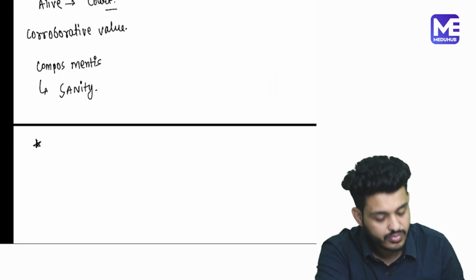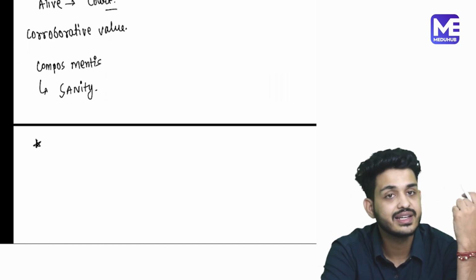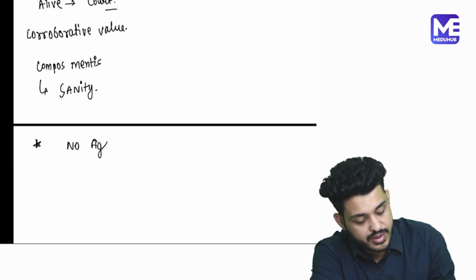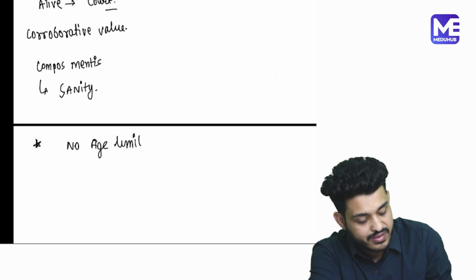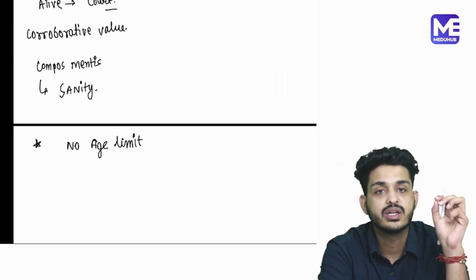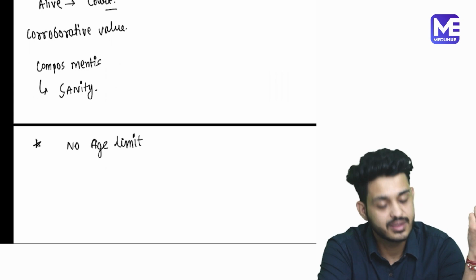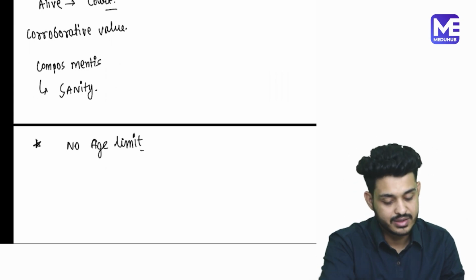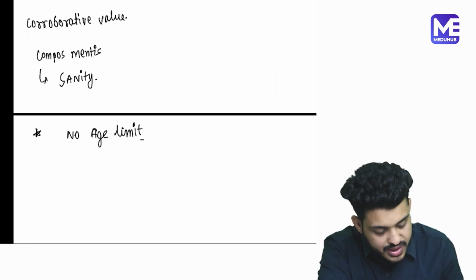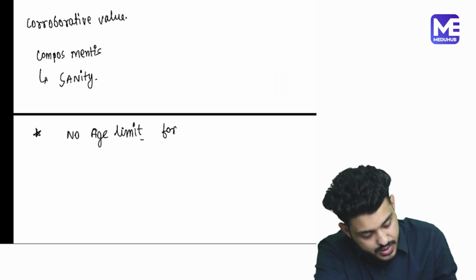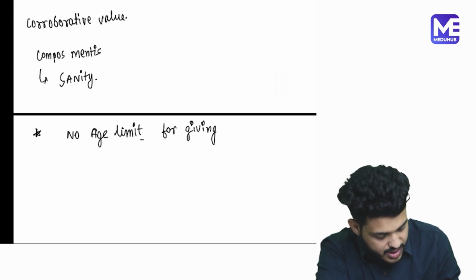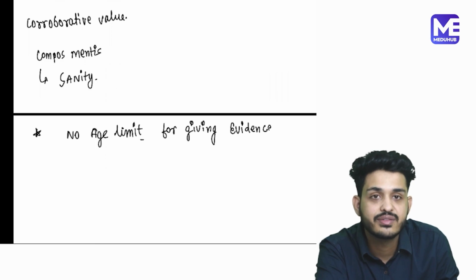For example, is there any age limit for a person to give evidence? Remember, guys, no age limit. Even a 5 year old boy or girl can be considered as evidence. They can also give the evidence. So there is no age limit for giving evidence.